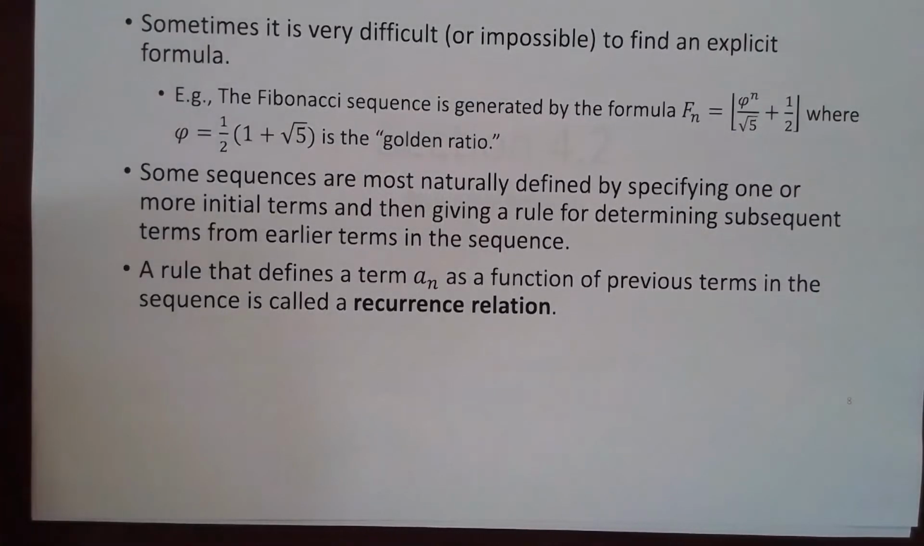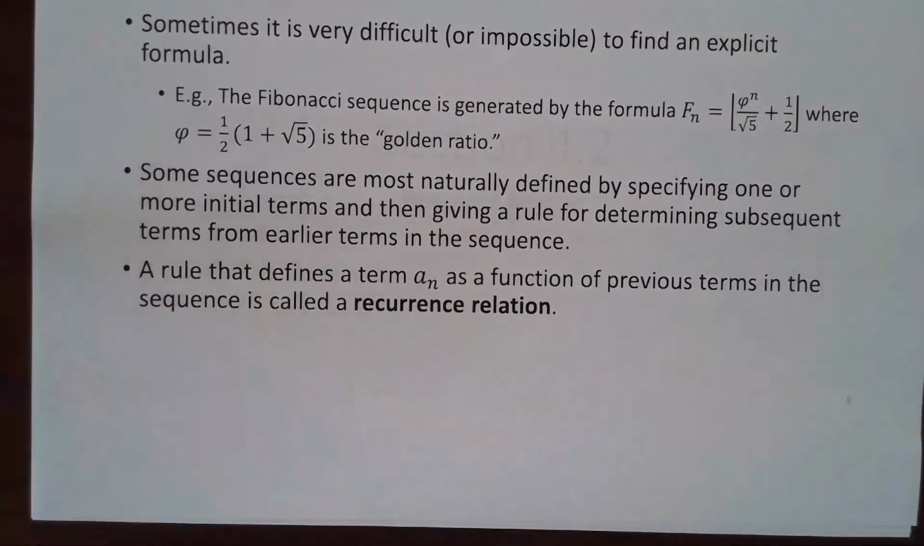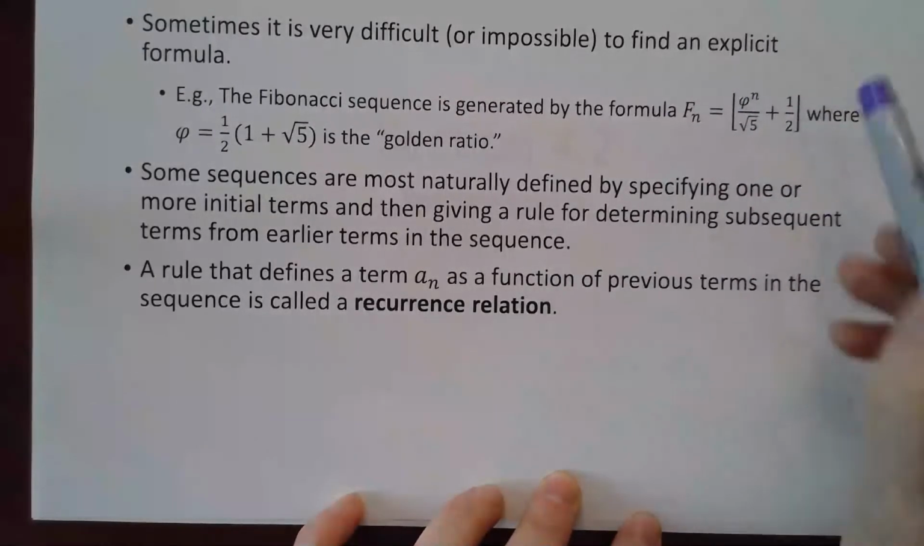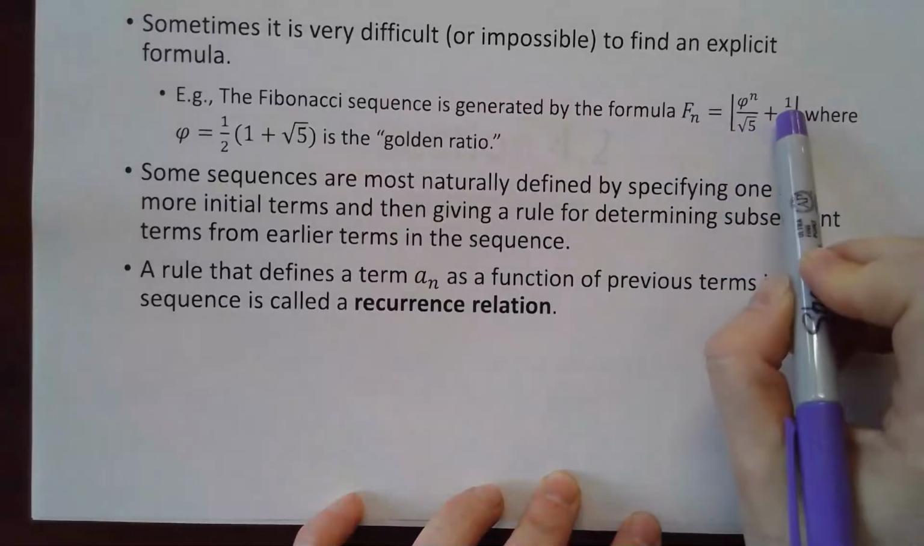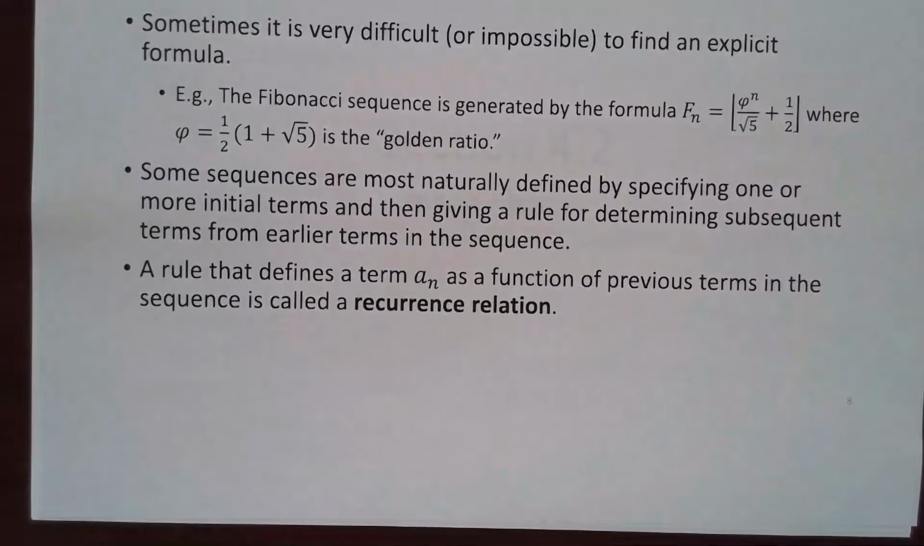out the formula for finding the nth term in a Fibonacci sequence, it's this crazy thing right here. It's so fun. I just thought I'd share it. Like, would I ever expect you to find a formula like this? No. Like, you have to do some advanced mathematics to be able to come up with this formula. But there's this phi to the nth power divided by the square root of 5 plus 1/2. And then you take the floor of that, and magically, somehow, it gives you the nth Fibonacci number.